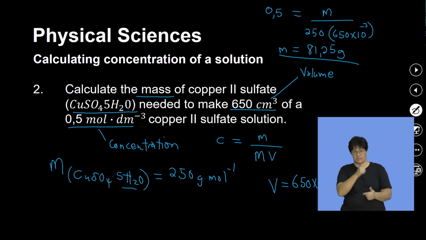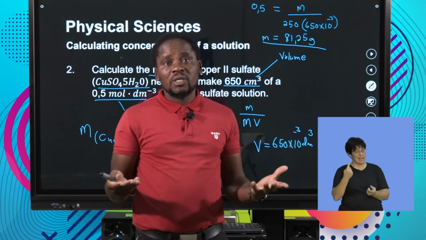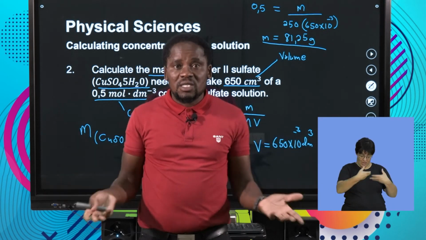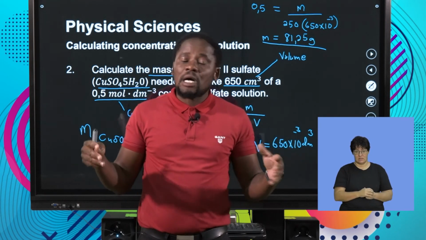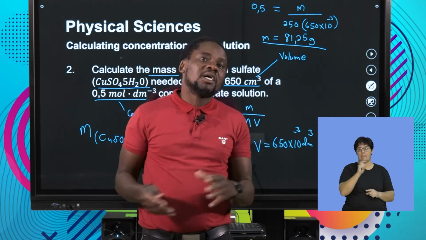So the formula for calculating concentration, C is equal to m over MV, is not just for concentration. The unknown can be mass, it can be volume of solution, it can be the molar mass of the solute given the concentration. So in most cases, you'll only have one unknown, and there will be a way in which you can determine the other variables.